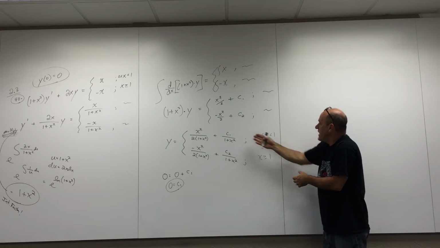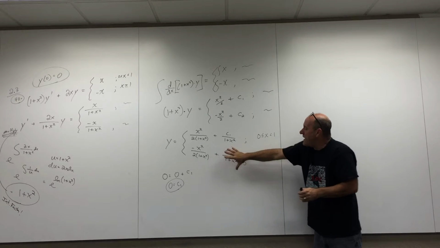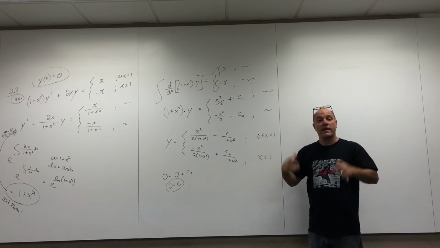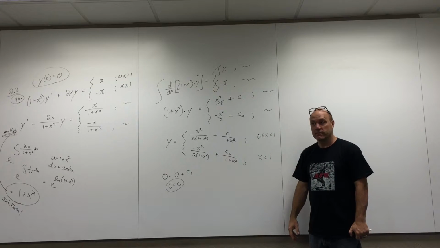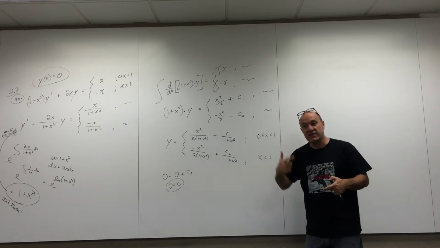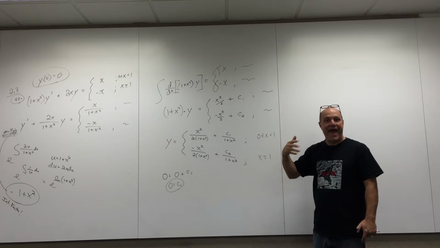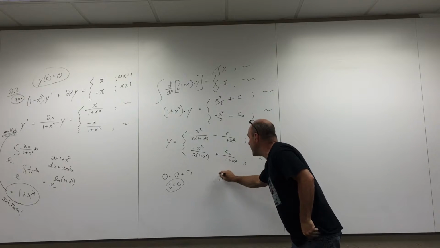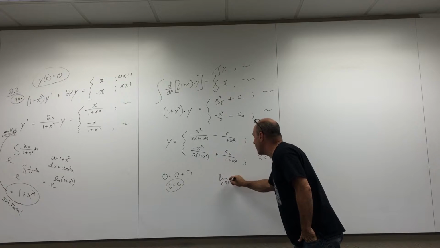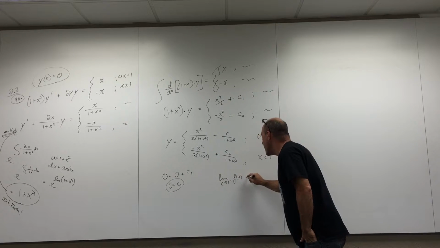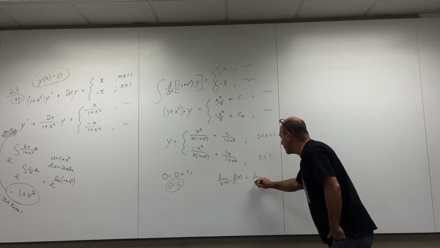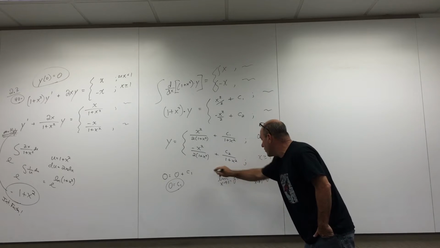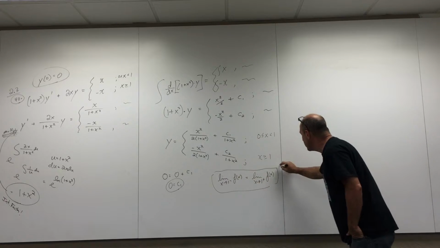I call this the left-hand side because it's less than 1, and this the right-hand side because it's more than 1. I want them to equal each other at 1. That's called making it continuous. What it means is I'm taking the limit as x approaches 1 from the left of this function and setting it equal to the limit as x approaches 1 from the right of this function. That's technically what I'm doing in order to find c2.